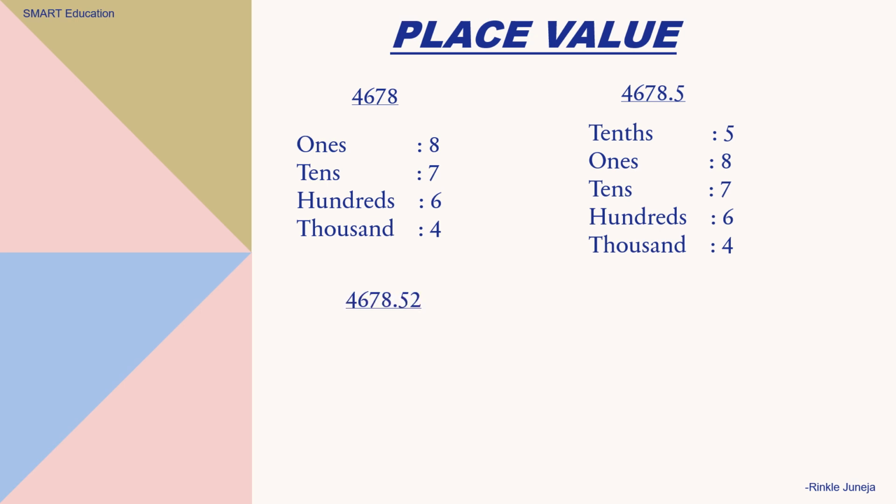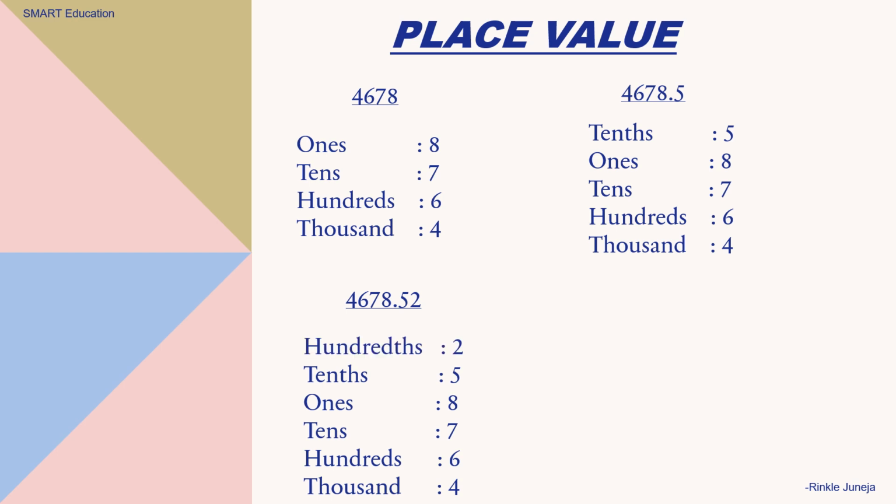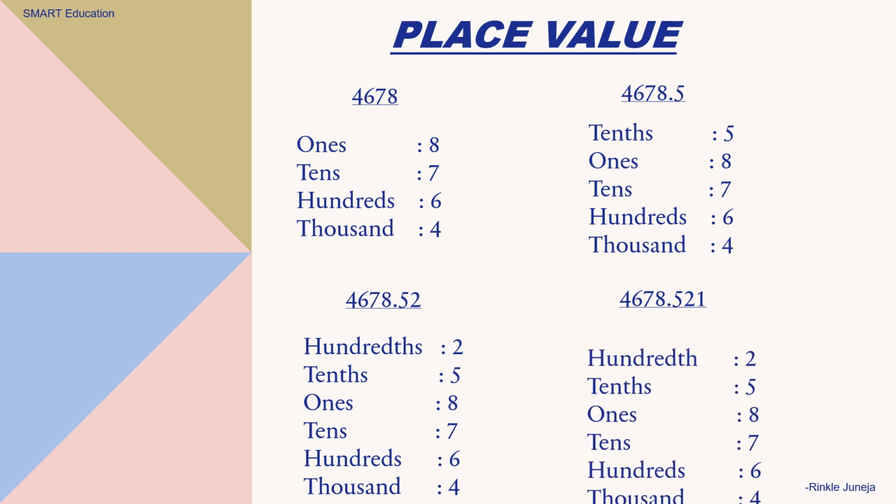Let's take one more example. 4678.52. Now 1000 to ones remains the same. Tenths is 5 and the next place is called hundredths place. This is 2. Let's take one more example. 4678.521. Here again 1000 to ones remains the same. Tens remain the same, hundreds remain the same. The new place which is added is called thousandths place, which is 1.